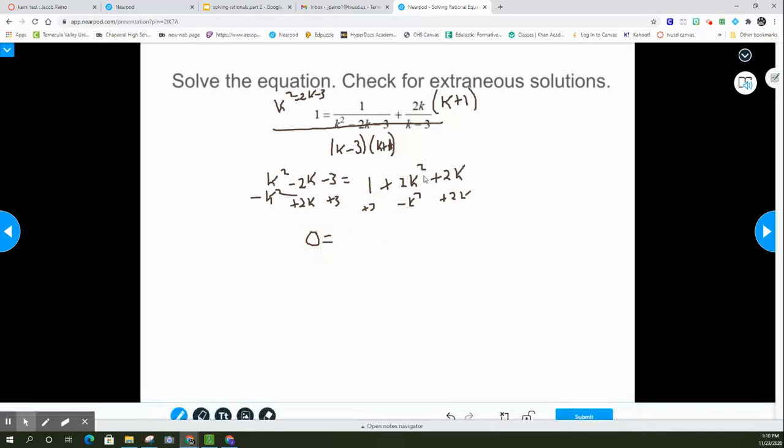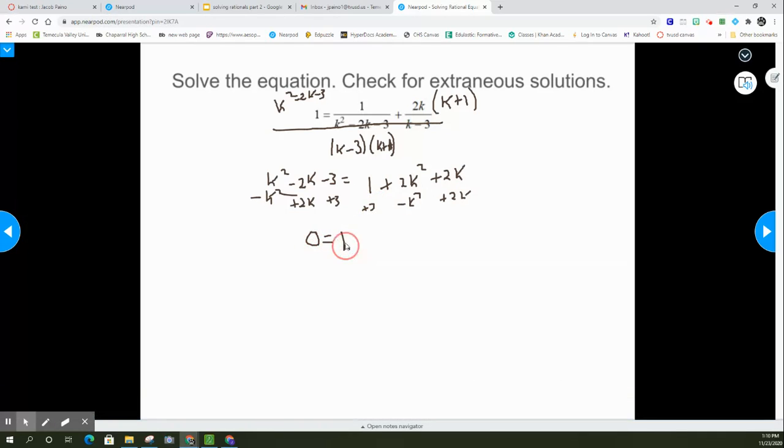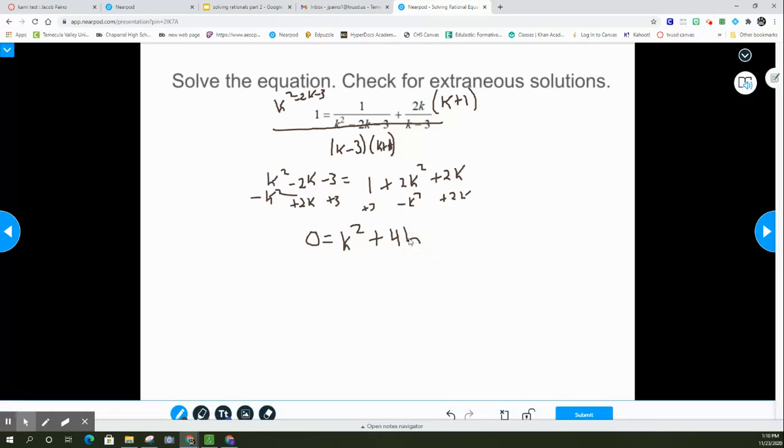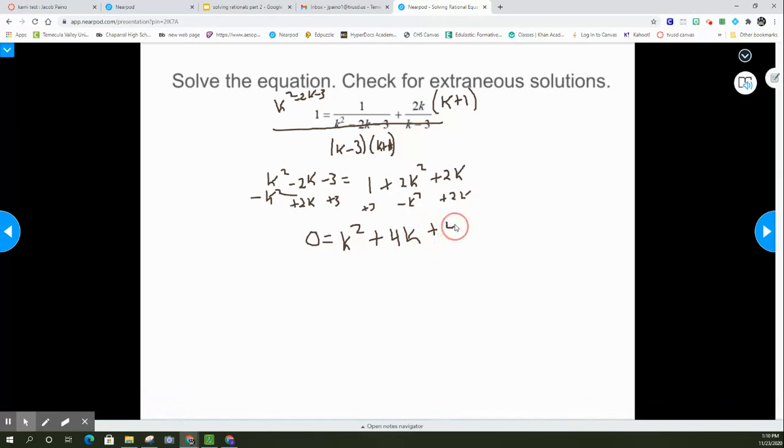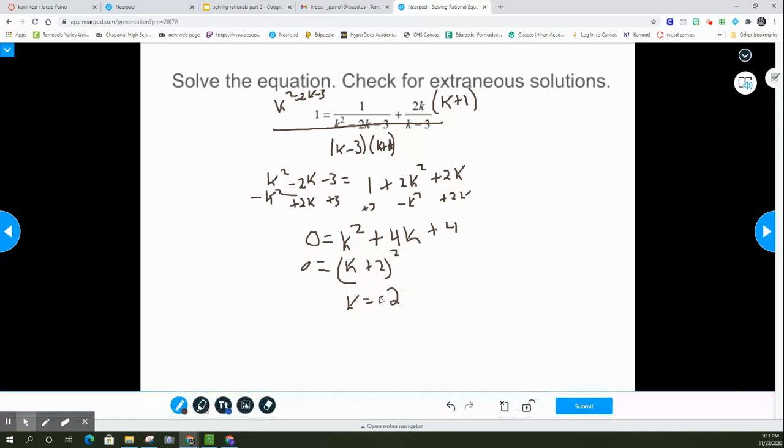And if I put it in standard form, 2k squared minus k squared is k squared. 2k plus 2k is 4k. And 1 plus 3 is 4. So I could factor this. That's just k plus 2 squared. So my answer is k equals negative 2. And that's the examples.